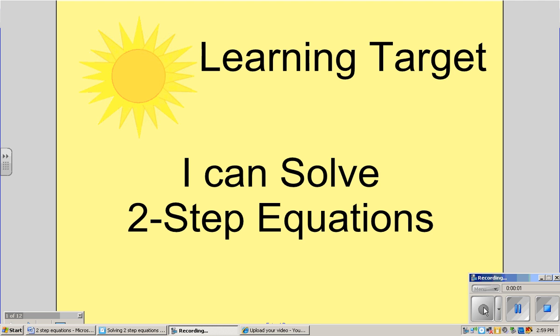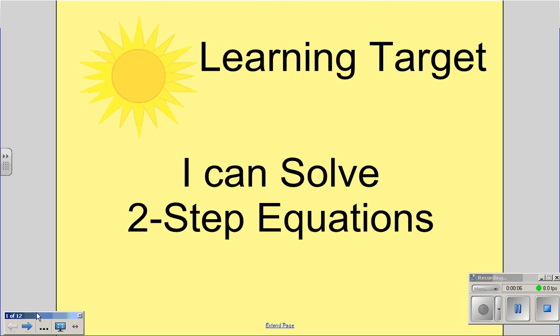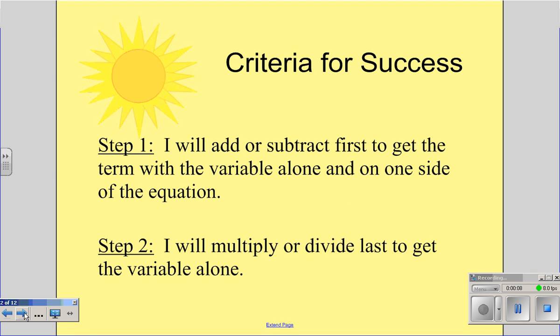Our learning target for today is I can solve two-step equations. We have two criteria for success. The first one is step one. I will add or subtract first to get the term with the variable alone and on one side of the equation. Step two, I will multiply or divide last to get the variable alone.